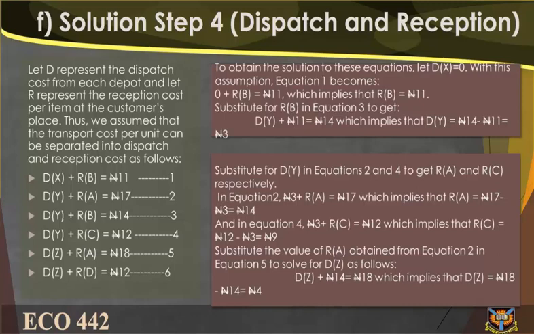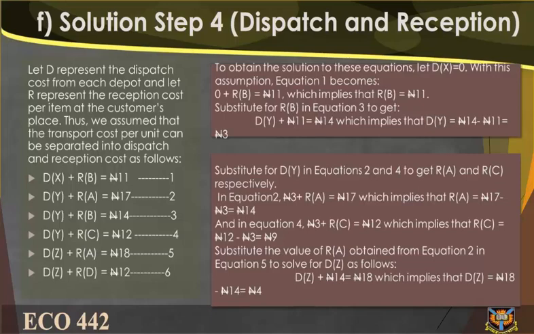1. D(Y) plus R(A) equals 17 naira. 2. D(Y) plus R(B) equals 14 naira. 3. D(Y) plus R(C) equals 12 naira. 4. D(Z) plus R(A) equals 18 naira. 5. D(Z) plus R(D) equals 12 naira. 6. To obtain the solution to these equations, let D(X) equal 0.